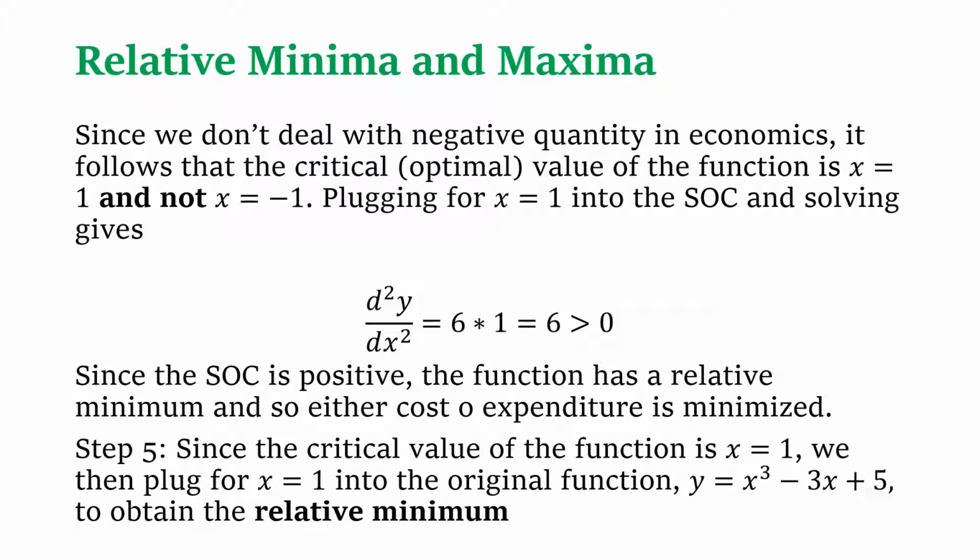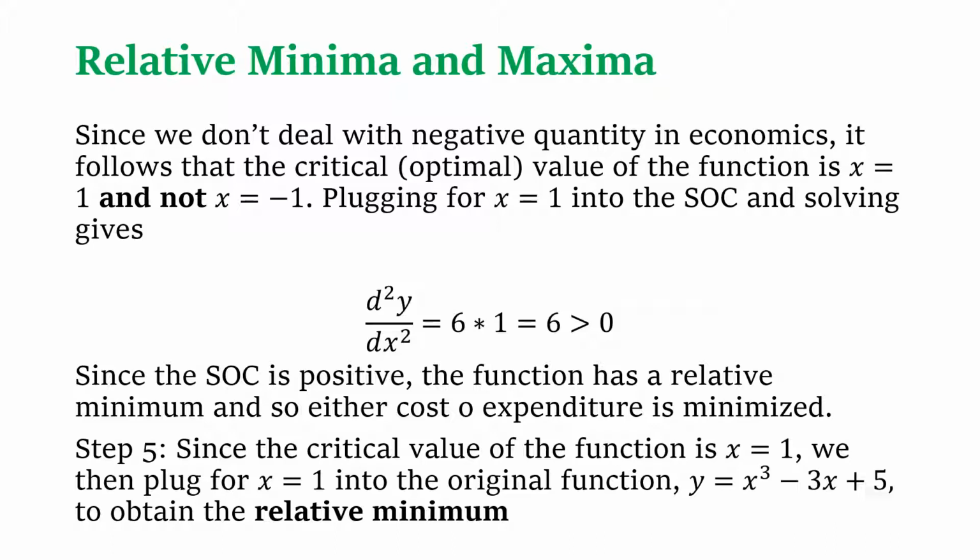Now, we want to see whether that has a minimum or a maximum. Do we need to plug in the negative sign there? No, because in economics, we don't deal with negative numbers. We deal with positive numbers. So as a result, negative 1 is redundant. We just take 1 and plug it into that 6x, multiply by 6. That gives us 6, and 6 is bigger than 0. So this particular function has a minimum, right? So the critical value, therefore, is x equals 1.